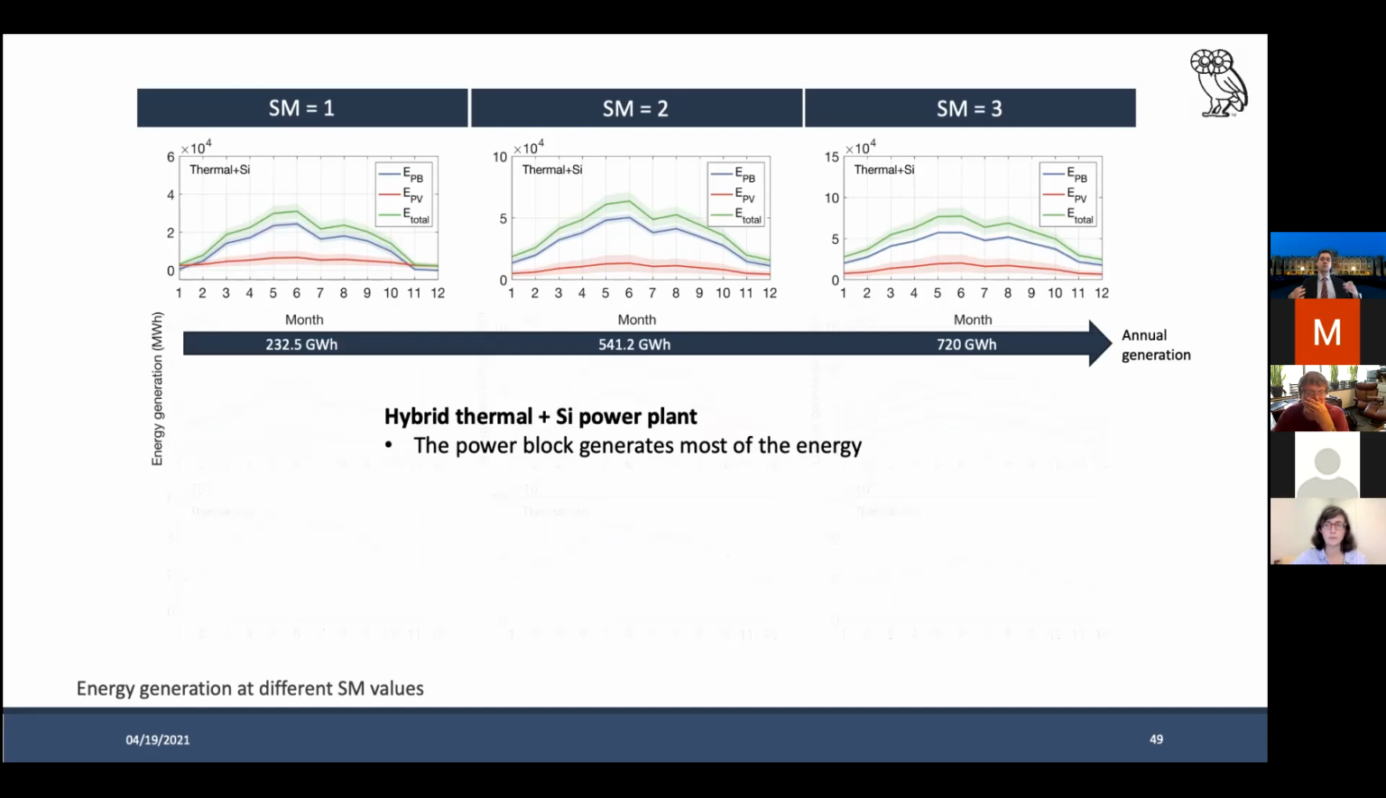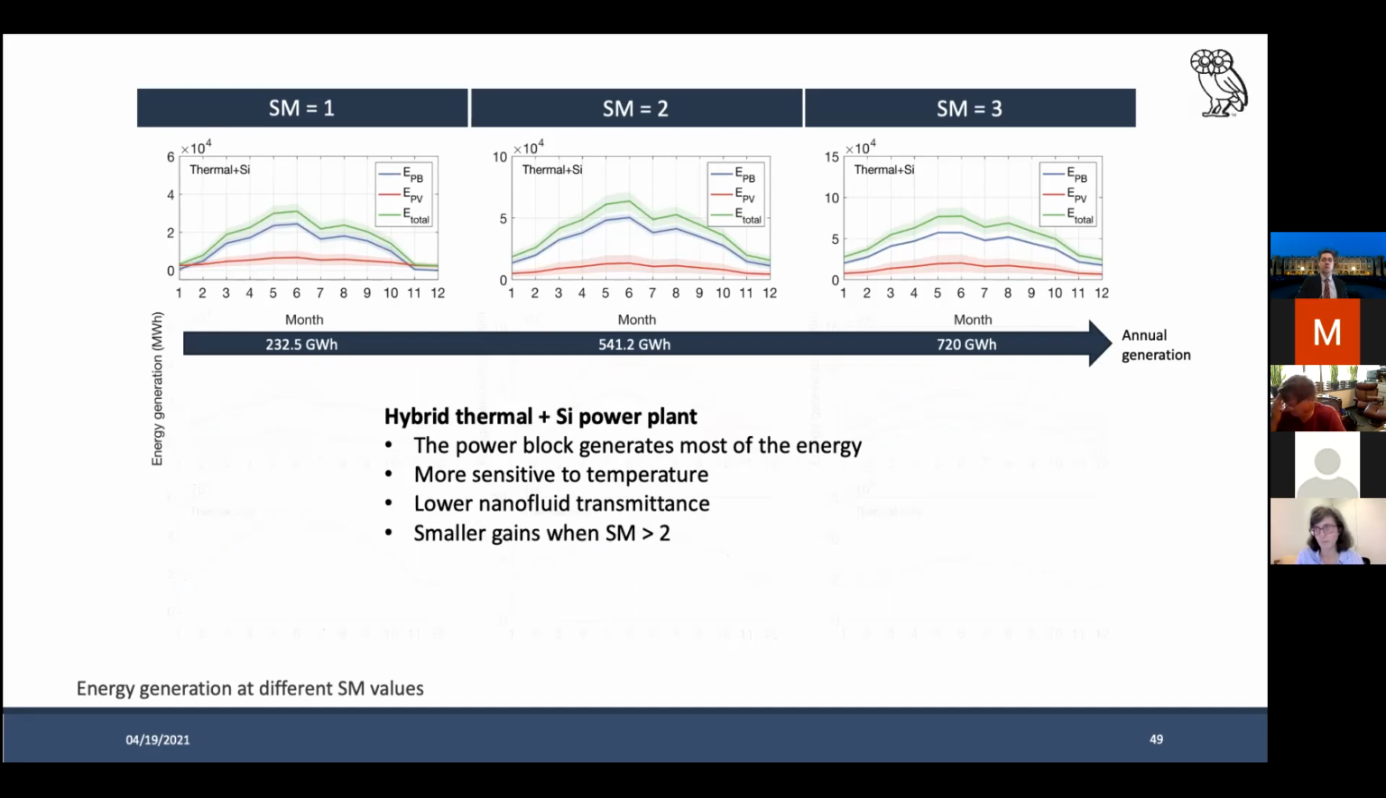For the silicon power plant, the power block generates most of the energy. This is due to a higher temperature sensitivity of silicon solar cells, represented by the wider region shaded in red, and the lower nanofluid transmittance. And because the power block has a capped generation capacity, smaller gains can be achieved at solar multiple values that are larger than 2.